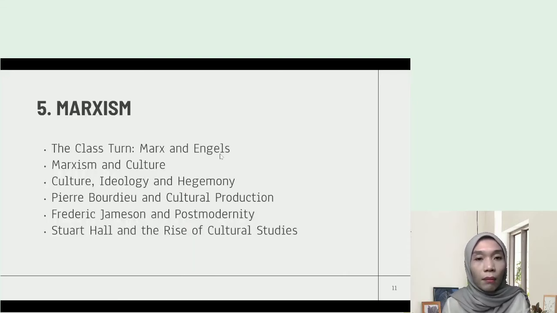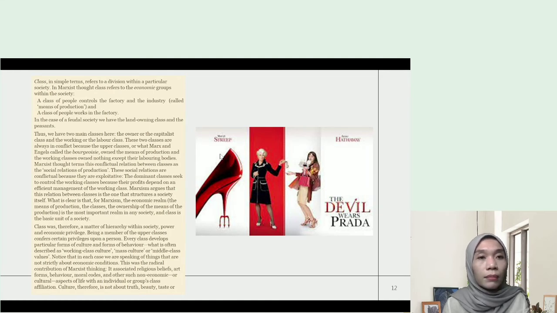Next, Marxism. Big names: Marx and Engels, Pierre Bourdieu, cultural production, Stuart Hall, and so on. Let's take a look at the example. Class is a simple term that refers to a division within a particular society, like you have the bourgeoisie, high class, working class. Even in a movie like The Devil Wears Prada, you can analyze their attire, their clothes, as intrinsically associated with their social class. The one who wears high heels is identified as high class people. The one who wears boots is identified as working class people, for example, like that. See, not only by mentioning social class and Marxism in The Devil Wears Prada, but you can say here their attire is the issue to elaborate the social class.